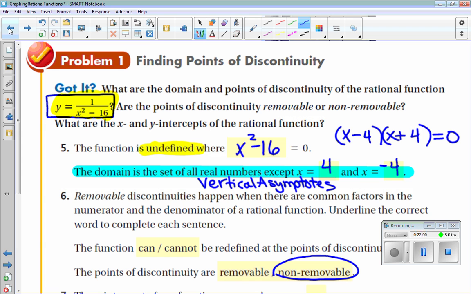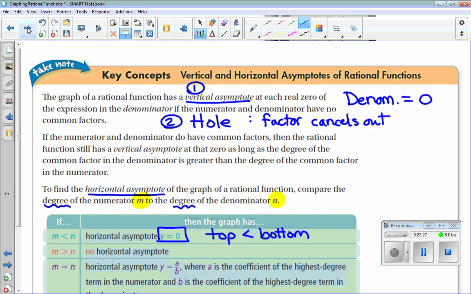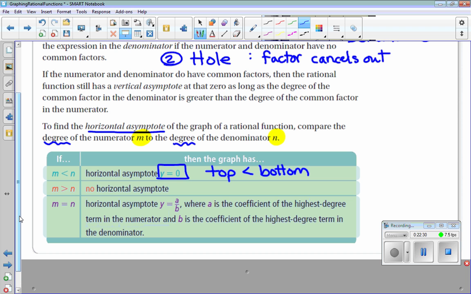What is the degree of the bottom in this problem? What's the highest power in the bottom? 2. What's the highest power in the top? 0. There's no x. Would you agree? So is the degree of the bottom bigger than the degree of the top? Yes. That is why you have a horizontal asymptote on your picture that you drew at 0. Because the degree of the bottom was bigger than the degree of the top. So the example we just did fit that bill.